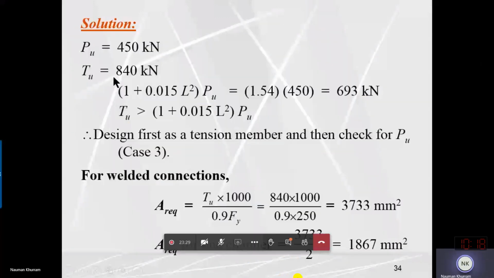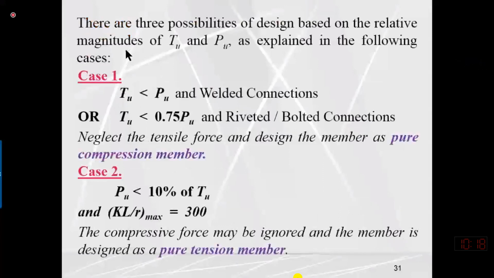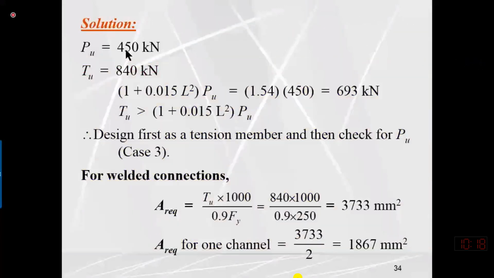The first case means that TU is not less than PU. So it means that the first case is not applicable. The second case, I have already skipped, but 10% of compressive forces, which are 45, sorry, actually what was the actual, 10% of tensile forces are greater than PU. They are not this case. If we take the 10% of tensile forces, which are 840, these are less than the compressive force. So case 2 is also not applicable.